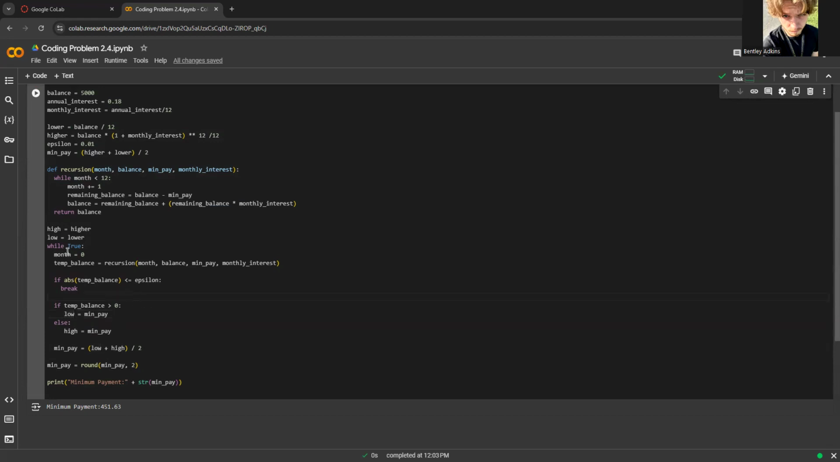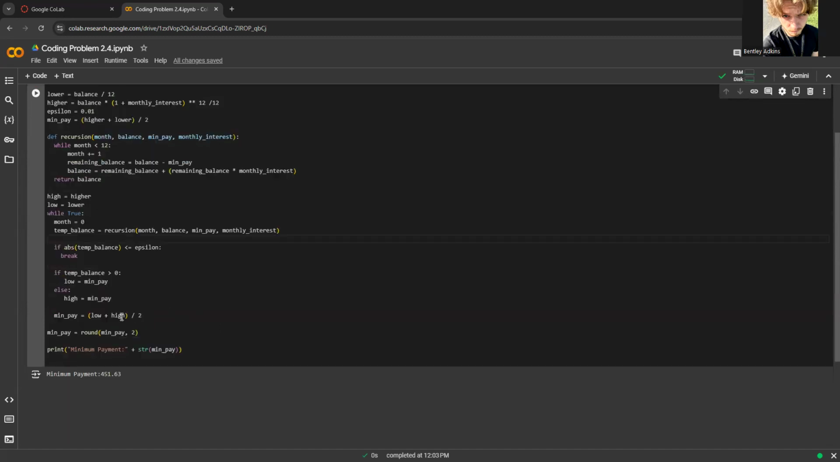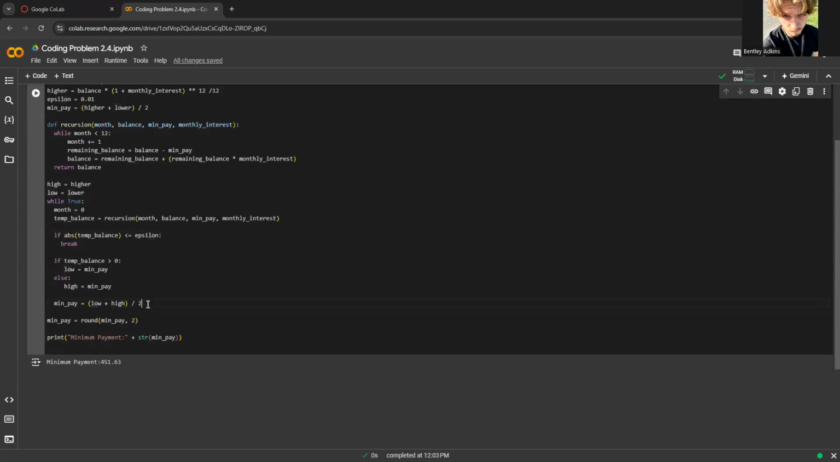We're going to redefine that. While the month is equal to 0, the start or temp balance, that placeholder, it's going to use the recursion that we created here. If the absolute value of the temp is less than or equal to the epsilon, then we're going to break. And then if the temp balance is greater than 0, we're going to set the low payment to the minimum payment. And if it's not, the high payment is going to be the min payment. Min payment is going to be the low plus the high divided by 2.